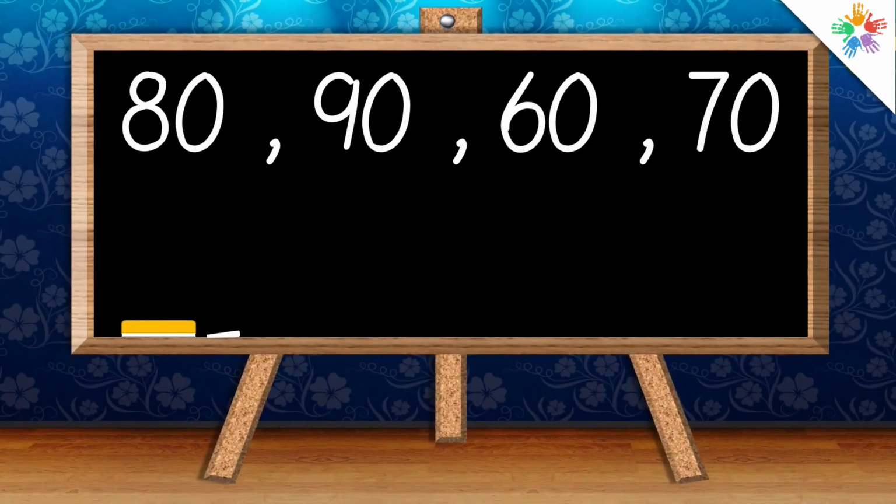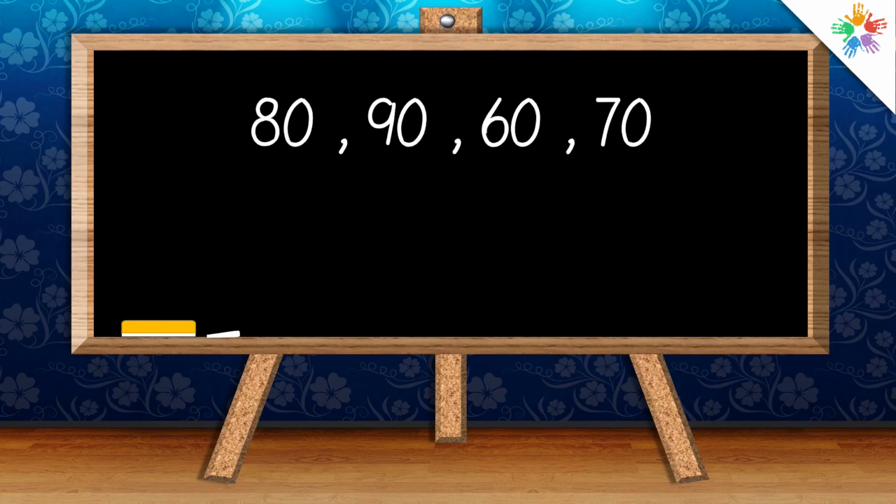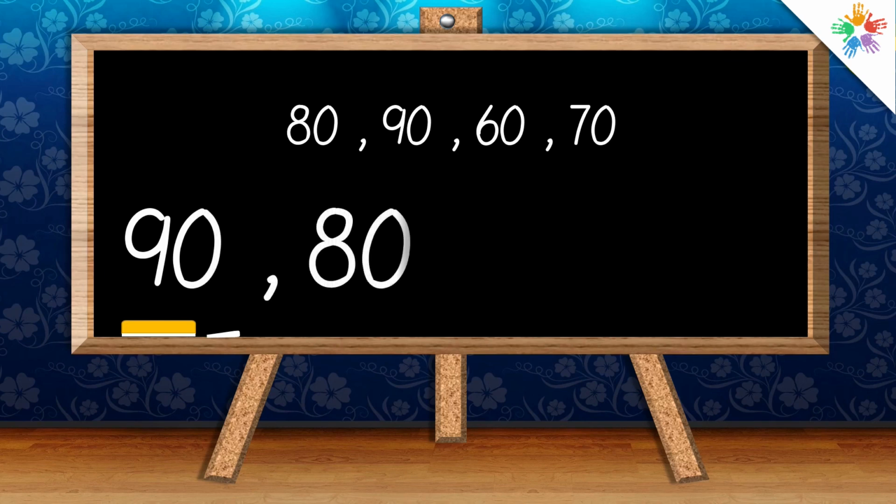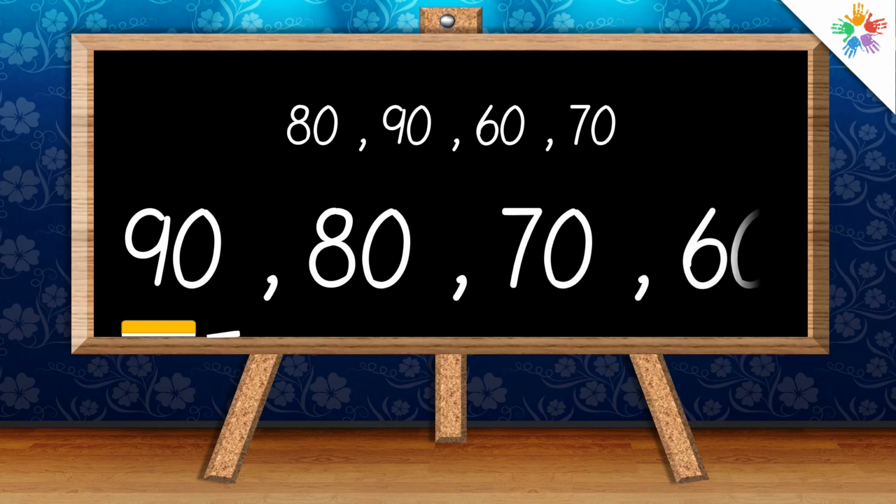And the last set of numbers. You have 80, 90, 60, 70. Now find out which is the biggest of these numbers. Think, children. That's right, it is 90, then comes 80, 70 and 60. Very good.